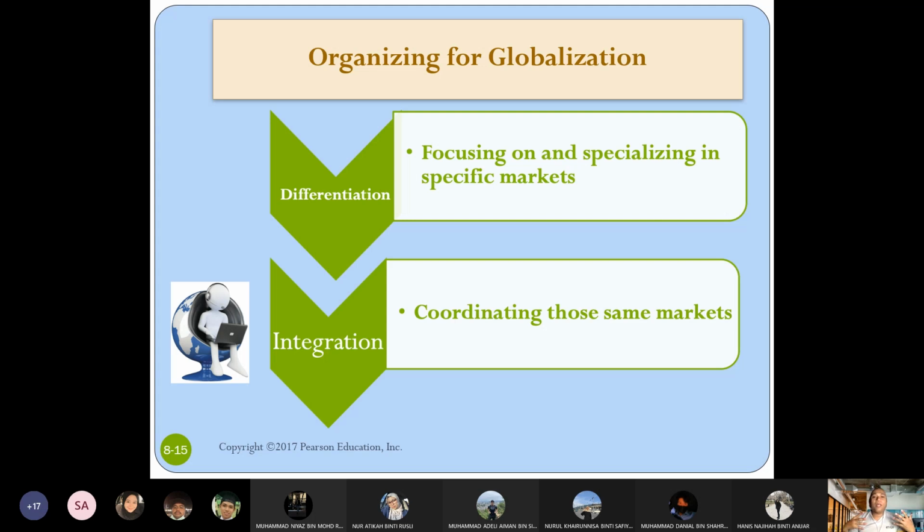If they focus on a specific market, they do something like differentiation. So maybe in market A they use different types of products, and in market B they use different types of products. This we call differentiation. For integration, they choose the same product or same service for the same market. That we call integration. These are the two approaches for organizing for globalization.